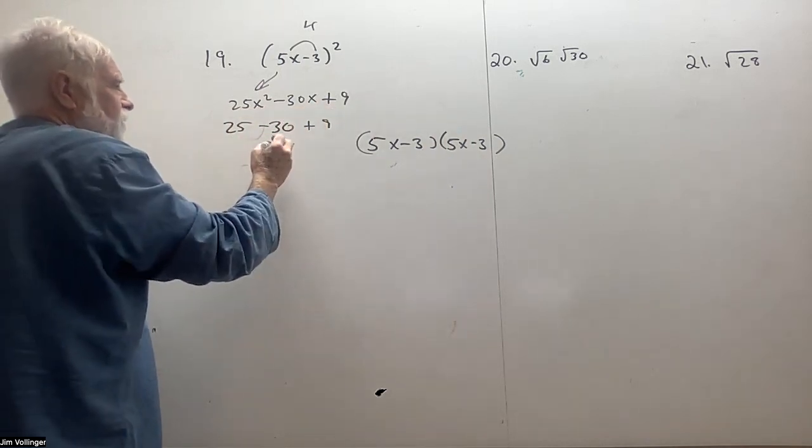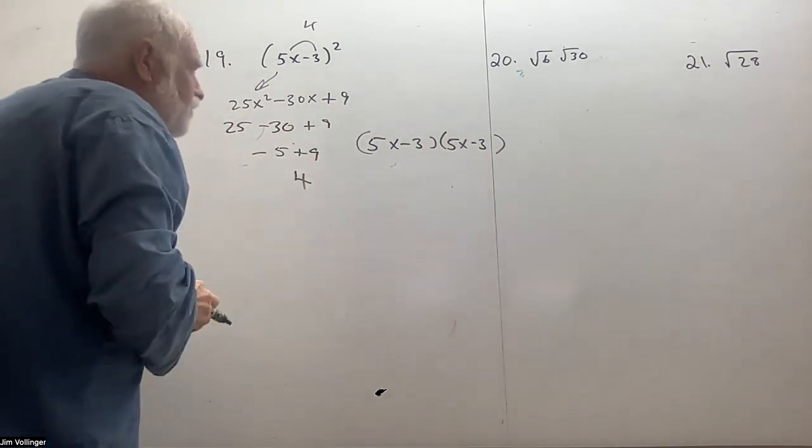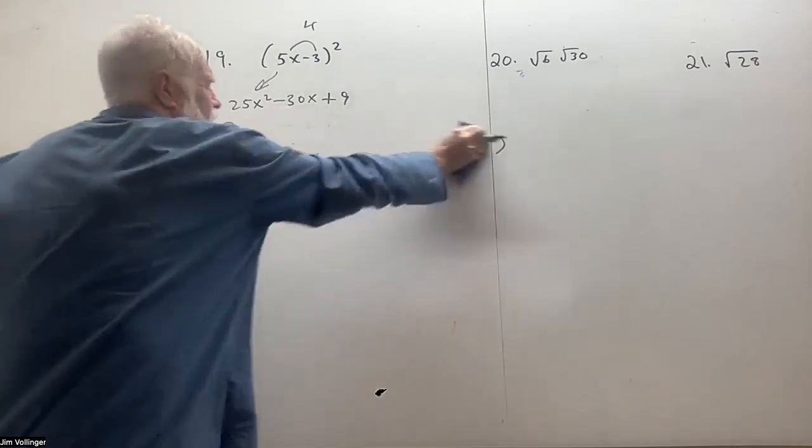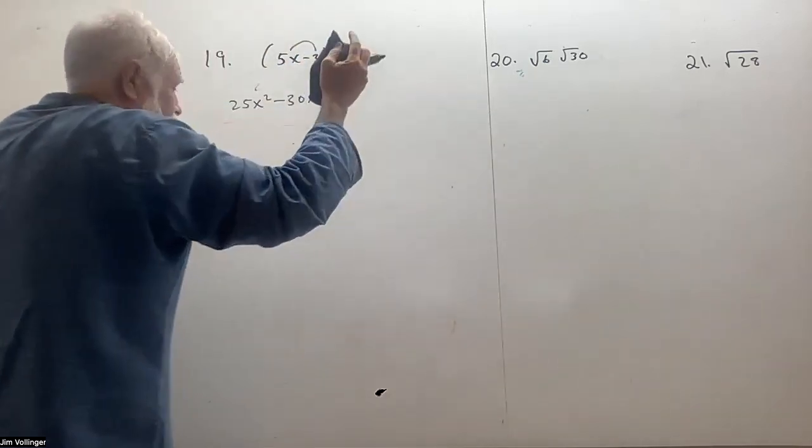25 minus 30 is minus 5 plus 9. There's your 4. Okay, you can check it if you have to, but hopefully you don't have to do any of that, and you're just confident in that answer.